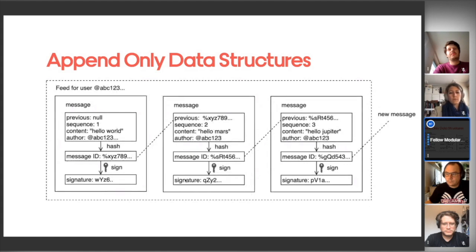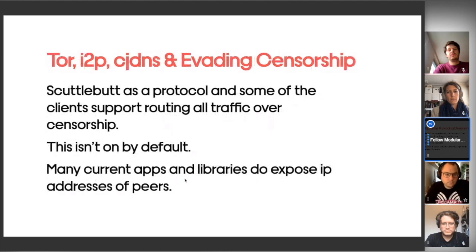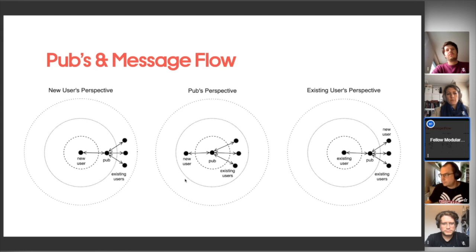Here's just another way of looking at what the append-only structures are. You simply sign the new message and include the hash of the previous one. We have some ability to evade censorship, and some of the clients by default route all the connections over Tor and a bunch of other systems. But even if you don't do that, the message protocol is encrypted with the handshake so that you can't eavesdrop on the messages.